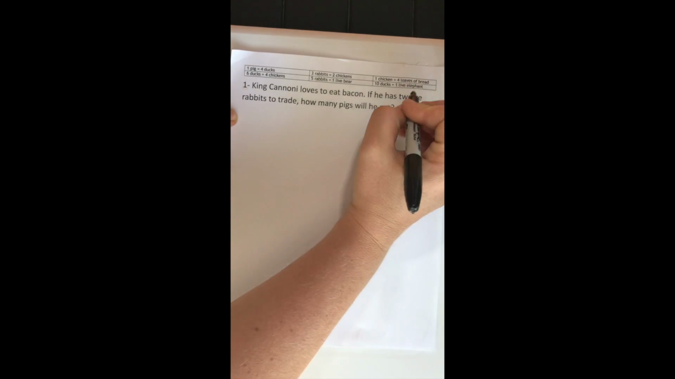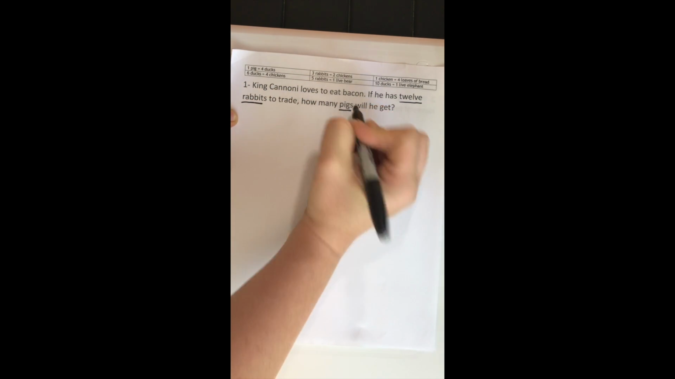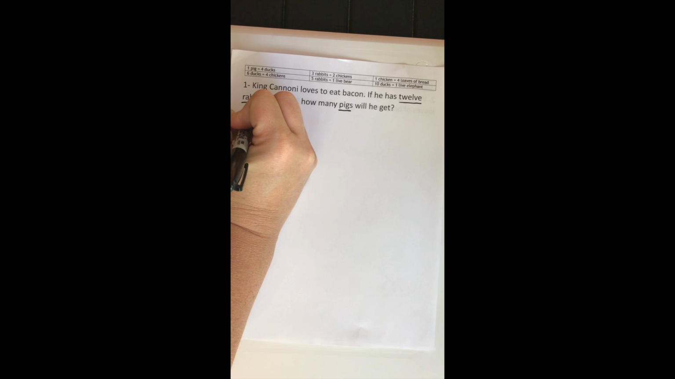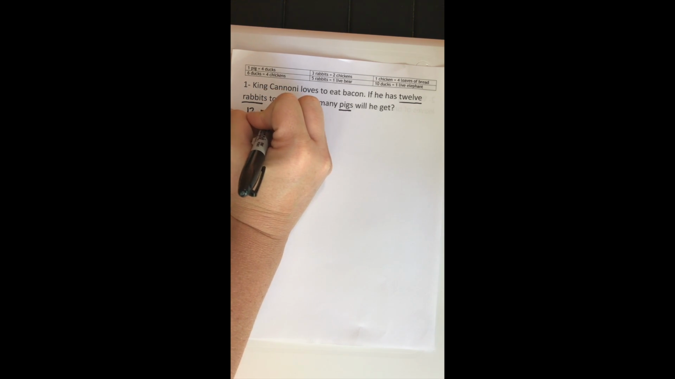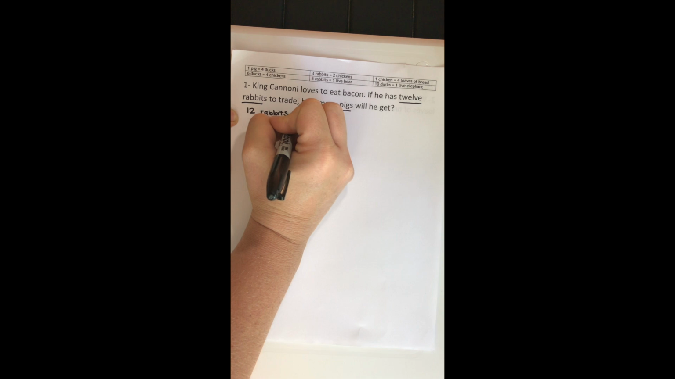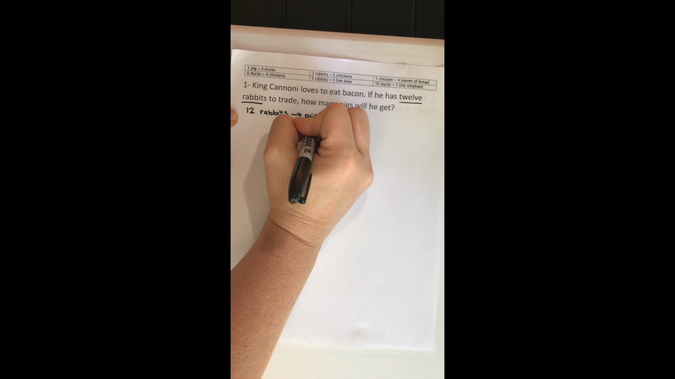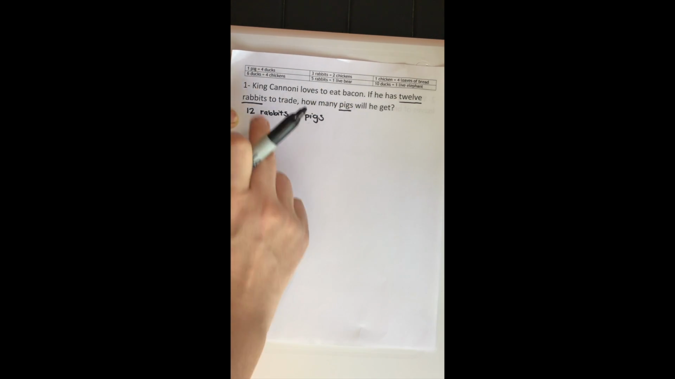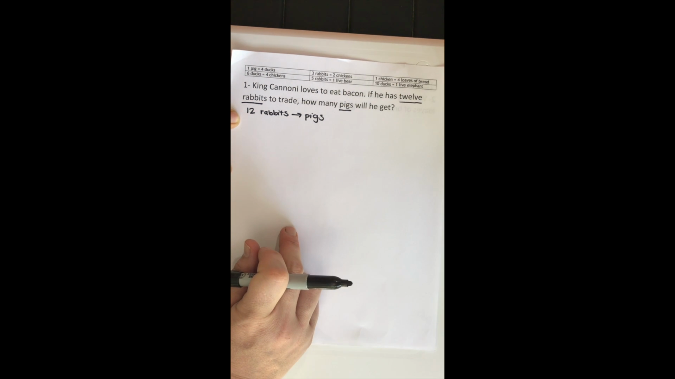I think the easiest way to help our students start to tackle this problem is for them to understand what they're starting with and what they're trying to get to. So, if we know that we're starting with 12 rabbits and we're trying to get to pigs, that's going to help us in the problem. Now, our conversion factors are all listed up here. We need to figure out a path that will help us get from rabbits to pigs.